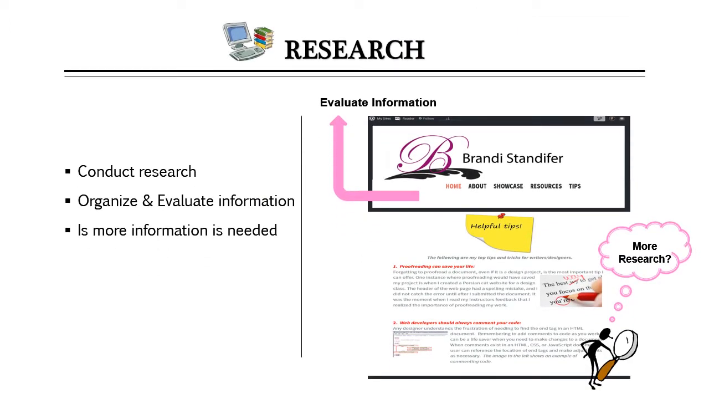After completing the plan phase of the PSA, it was time to move to the research step. In this step, I had to conduct research, organize and evaluate information, and determine if my website needed additional information. I began by evaluating what the requirements were for the assignment. As required, the content of the website included the following pages: Home, About, Showcase, Resources, and Tips. I knew what layout I wanted for the site. However, I needed to conduct and gather additional research to complete the Helpful Tips page.